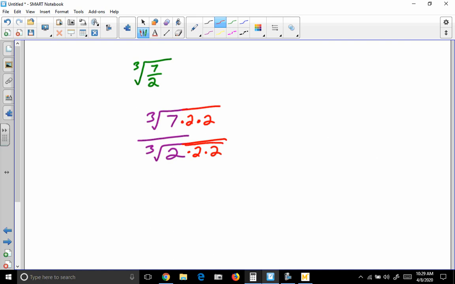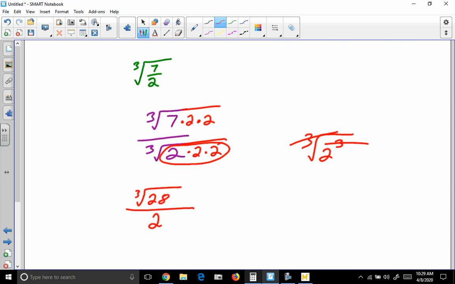If we pick up 2 on bottom, we also need to pick up 2 on top. So on bottom, we have 2 three times under the cube root, so the 2 comes out. On top, we only have two 2's, so they don't come out. We only have one 7, so it doesn't come out. So we have 7 times 2, that's 14, times 2 is 28. So we've made the cube root on bottom go away.